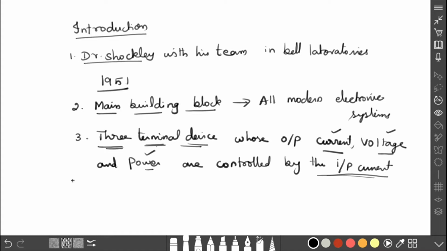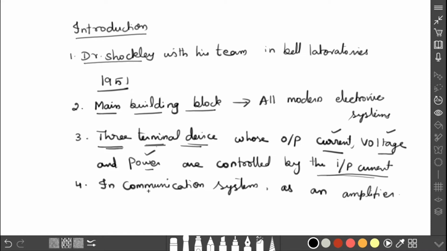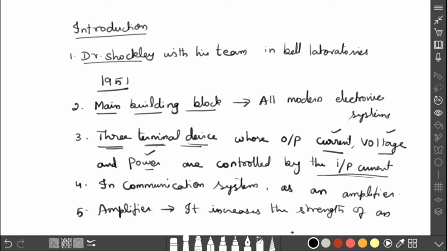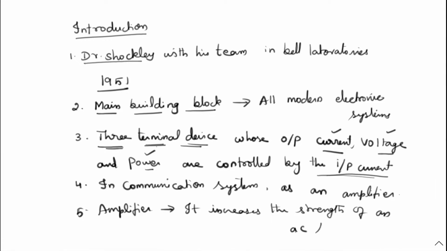And then, where is the transistor used? Mainly it is used in communication systems, especially as an amplifier. The transistor is used as an amplifier. So now you may have a doubt: what is meant by an amplifier? An amplifier is a circuit that is used to increase the strength of an AC signal. That is very important.